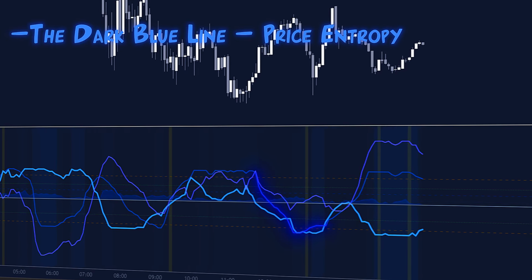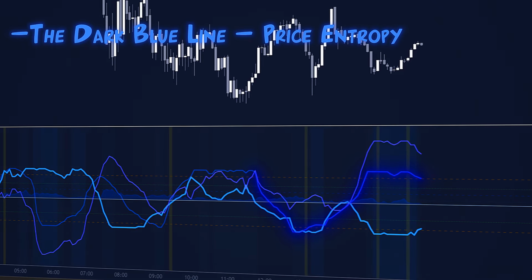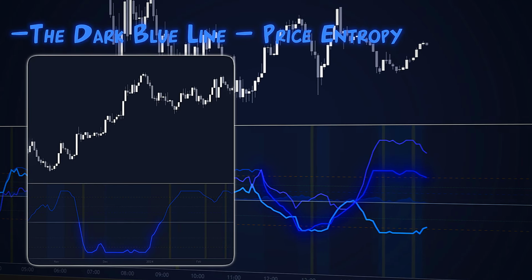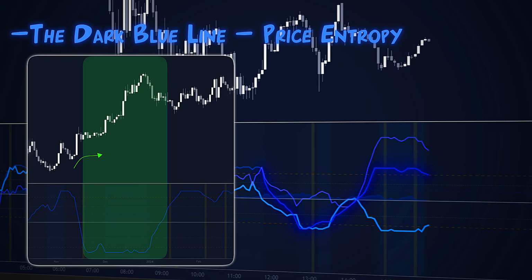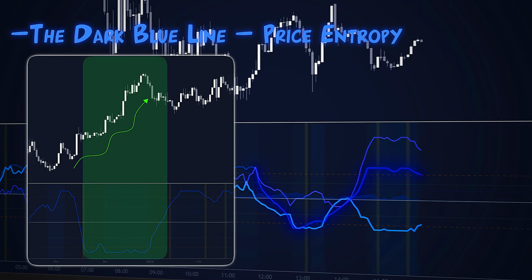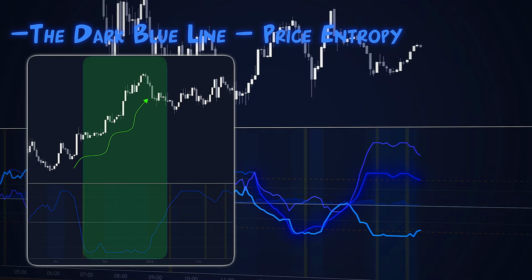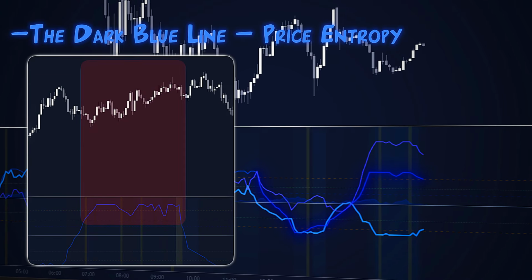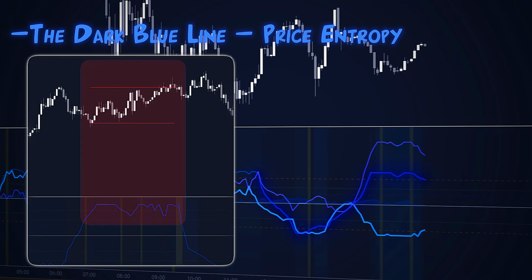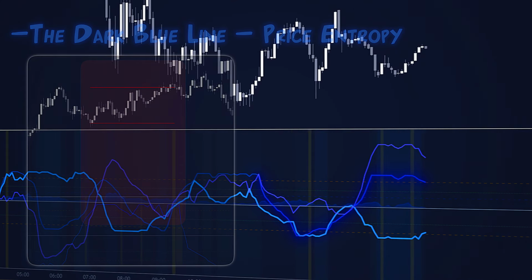First, the dark blue line, price entropy. This is the main compass. When this line stays in low territory, it tells us that the market has a clear direction and is in trend mode. But when it shoots up, it's a warning that the price is becoming erratic and chaotic.